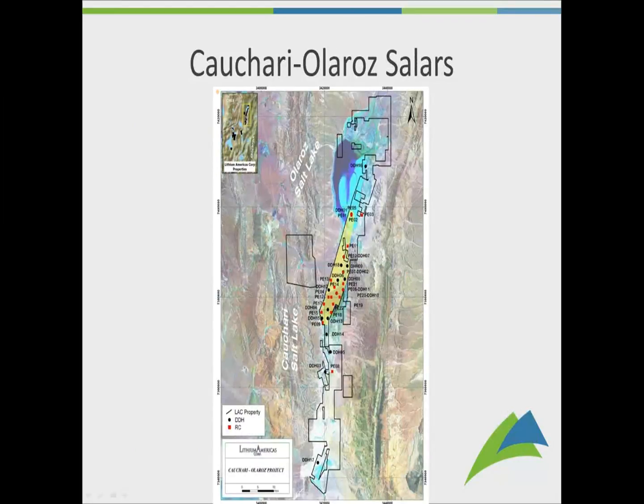So as we zoom in on the site, this figure shows a close-up of the Cauchari salar here in the south and the Olaroz salar in the north. The LAC land claims are outlined by dark lines. There's a part out here, but they're mainly interested in this central area. The model domain that we set up is shown in yellow here.